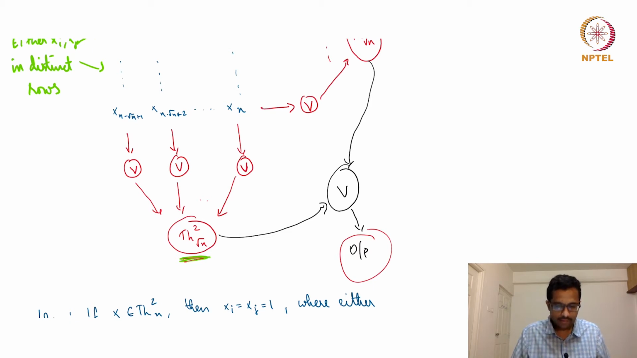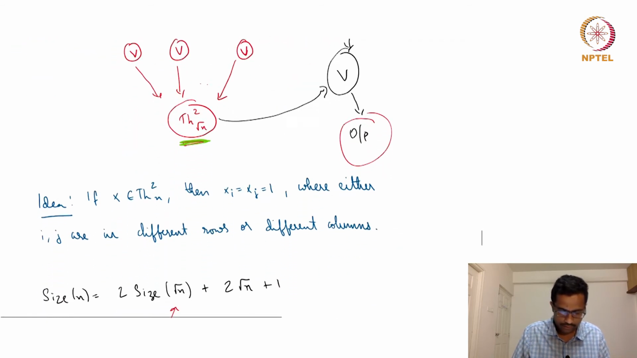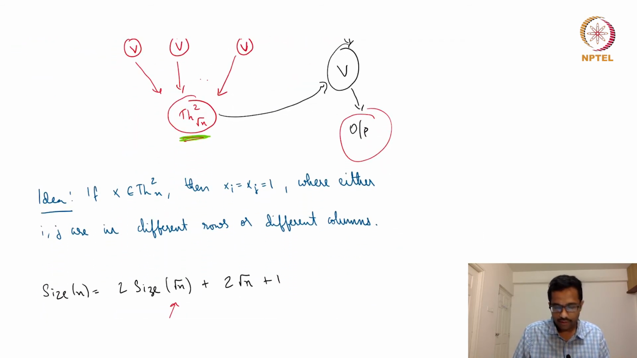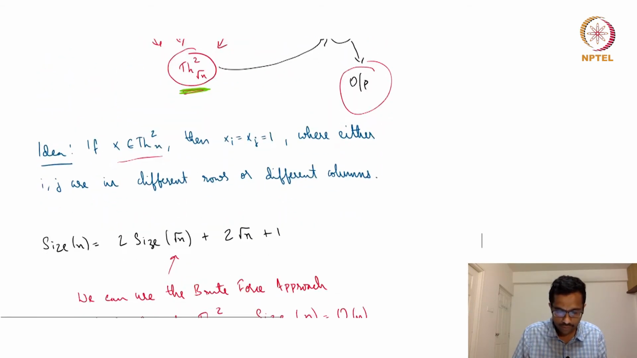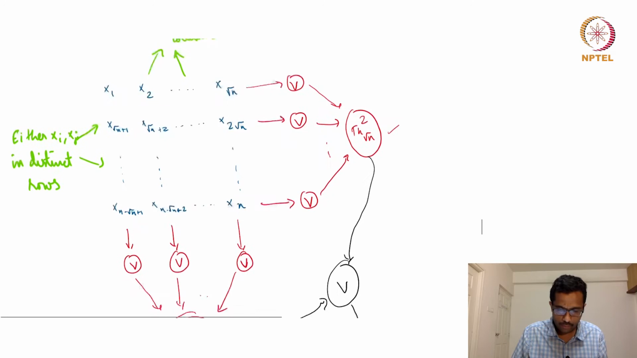So let's see the size, wires, etc. Again, I have written the idea here. If x is in the threshold, then xi equal to xj is 1, where i and j are distinct. So either they are different rows or different columns. So size, how many gates?